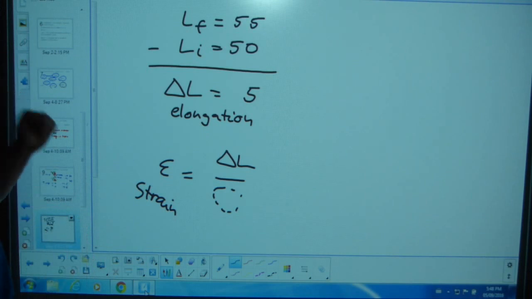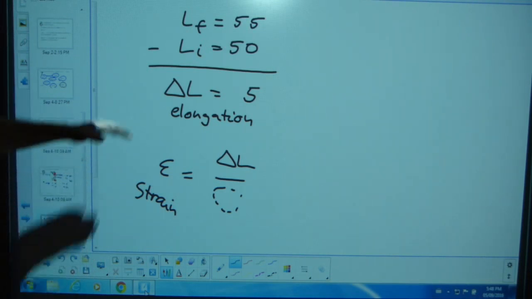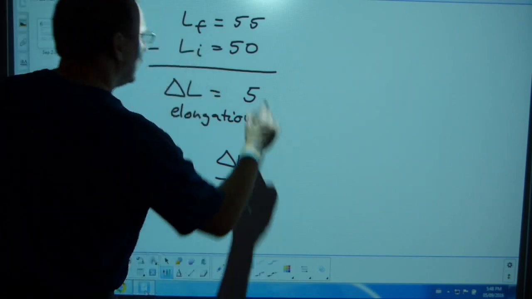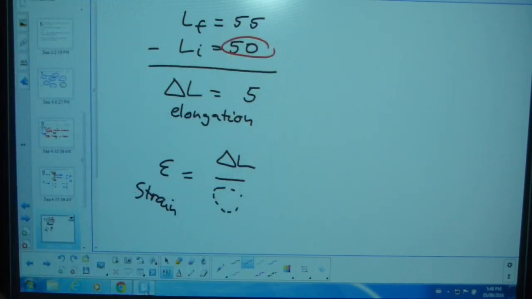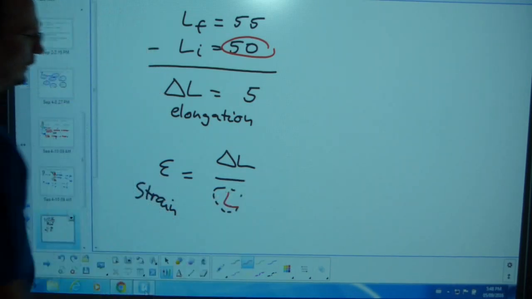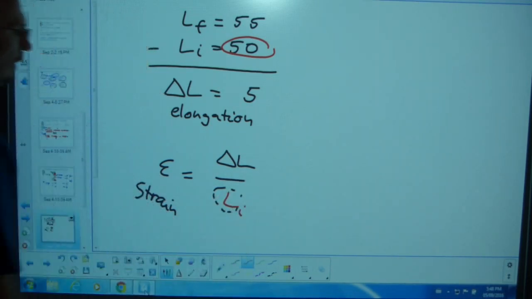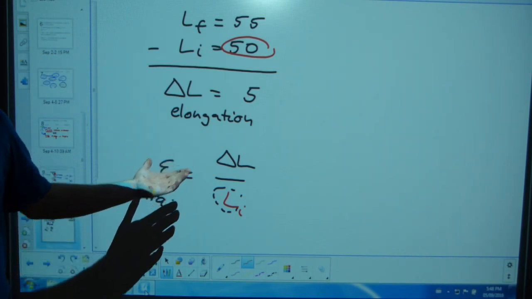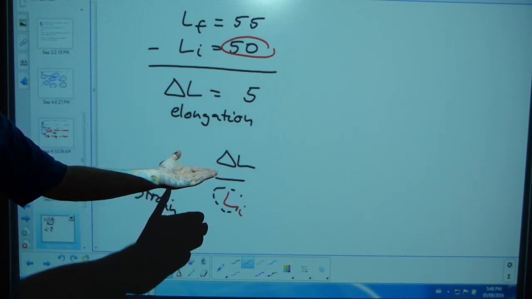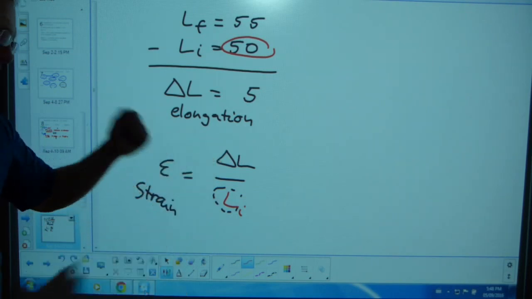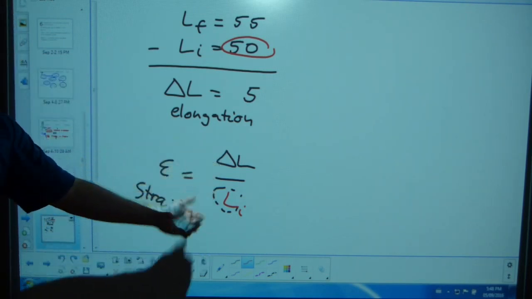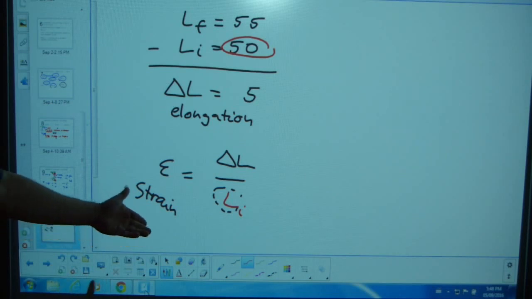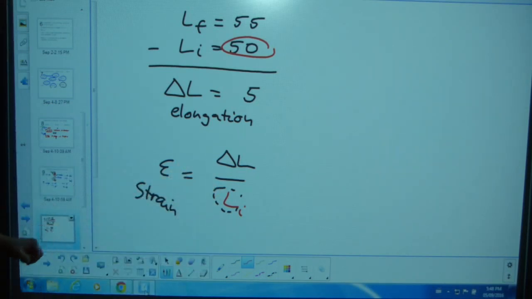So where is the divisor? The divisor is this number here, very straightforward, the length. You can put in length, or initial length, or original length, either way, but strain is the quotient of difference in length, or elongation, and length. Okay, strain is the quotient of elongation and length.